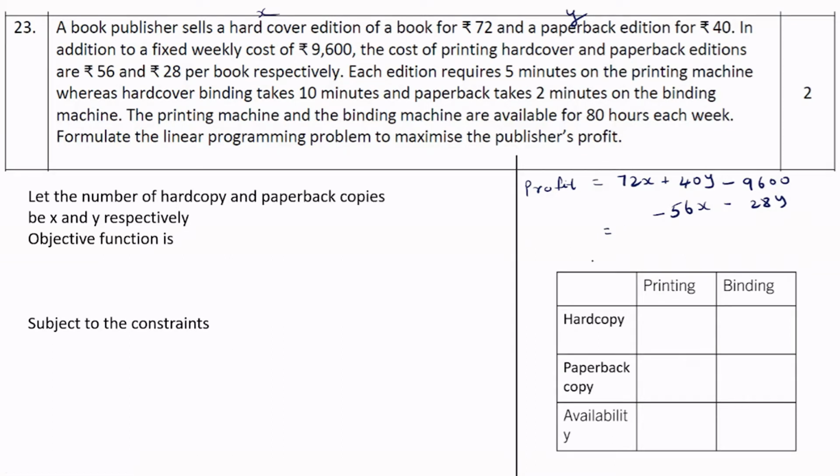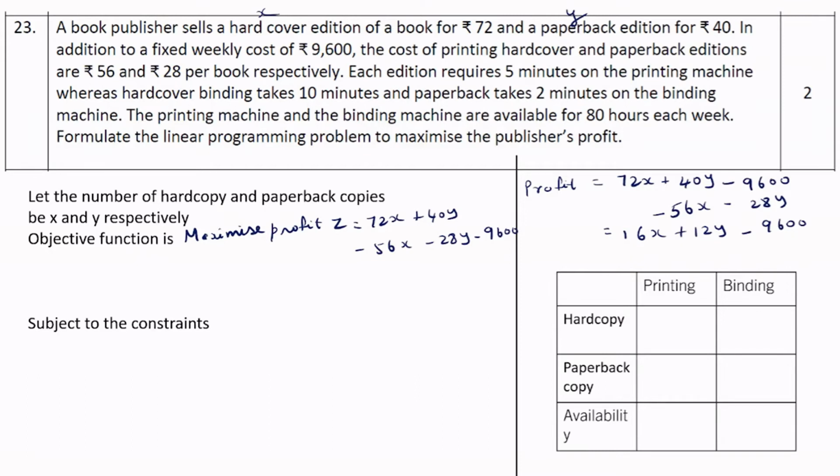So it is 16X plus 12Y minus 9,600. So the objective function is maximize profit Z is equal to 72X plus 40Y minus 56X minus 28Y minus 9,600, or it is equal to 16X plus 12Y minus 9,600. So this is the objective function.